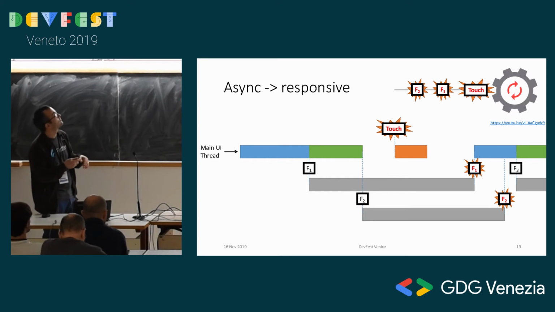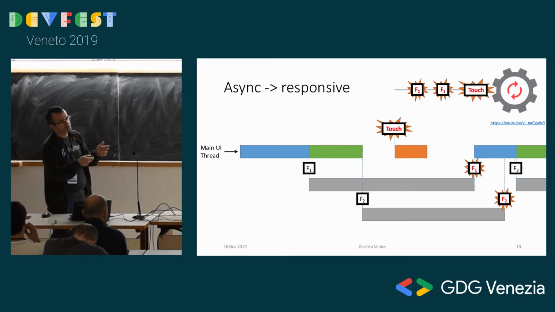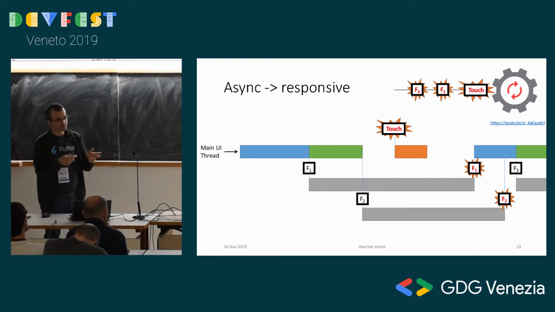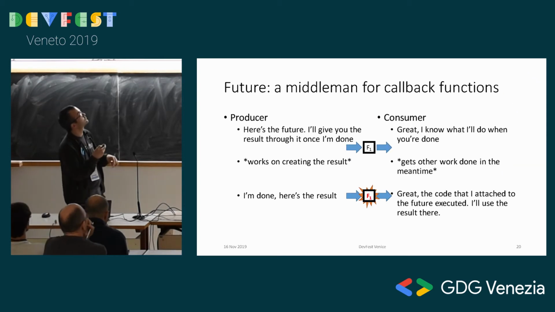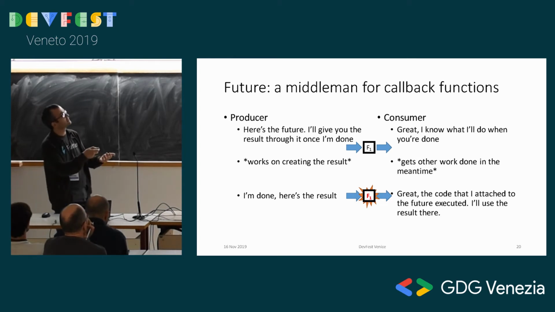So I'll explain how. We have these future objects, right? I talked about these future objects that are like the broker between the producer and the consumer. They don't have to know each other much. They're just interacting with the future object to tell the other guy something, right? The producer says, I cannot give you the result right now, but here's the future. I'll give you the result once I'm done. And he says, okay, great.